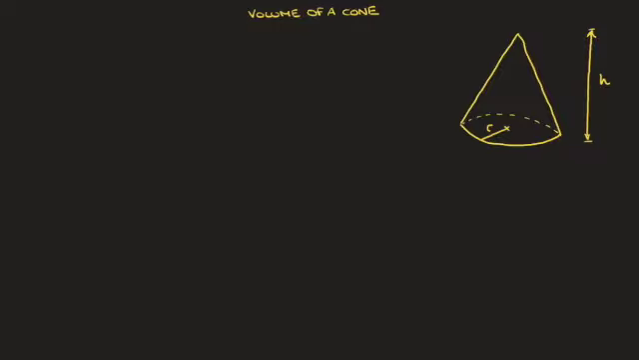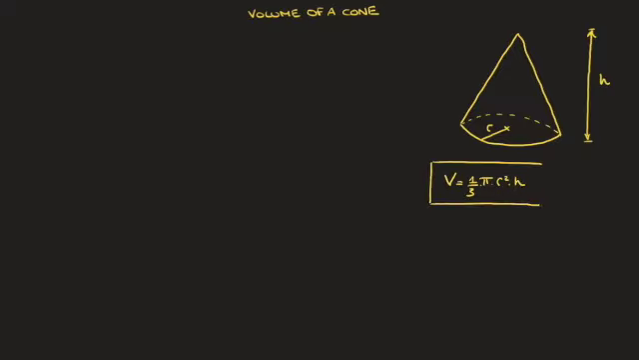Provided we have those two things, the radius and the height, then the volume, which I'll call capital V, is equal to 1/3 times pi, so I'll just say 1/3 of pi, times the radius squared, so r squared, times the height, so that's times h. And in fact, I'll box that formula.